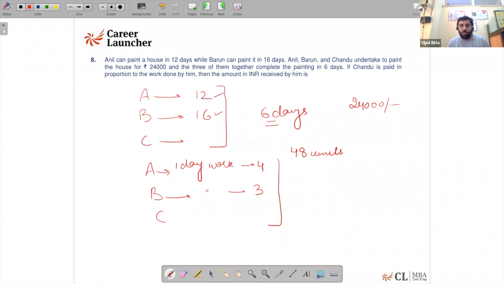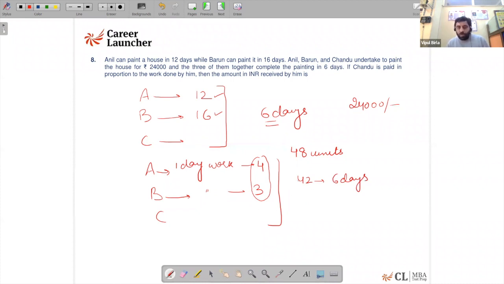So therefore, total work done by A and B in 1 day is going to be 7. So in total, A and B together will do 42 units of work in those 6 days, because every day they do 7 units. So 6 days, 7 into 6, 42.